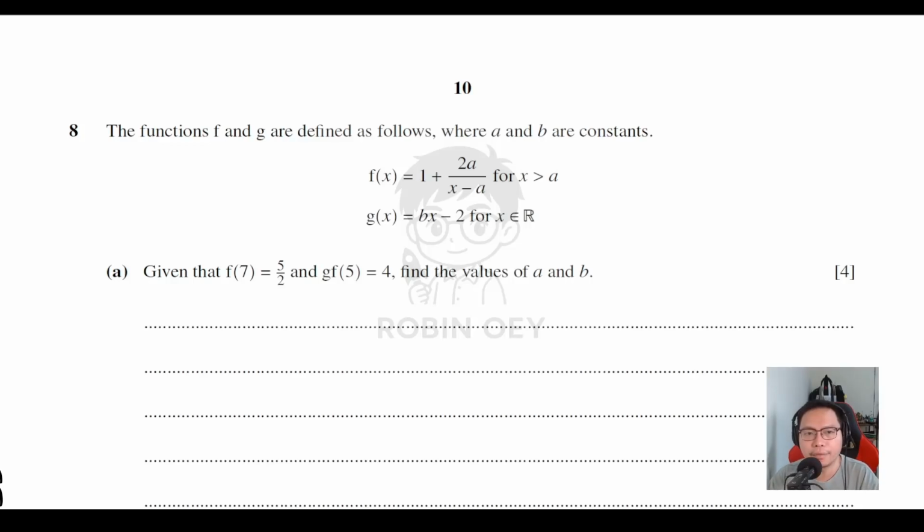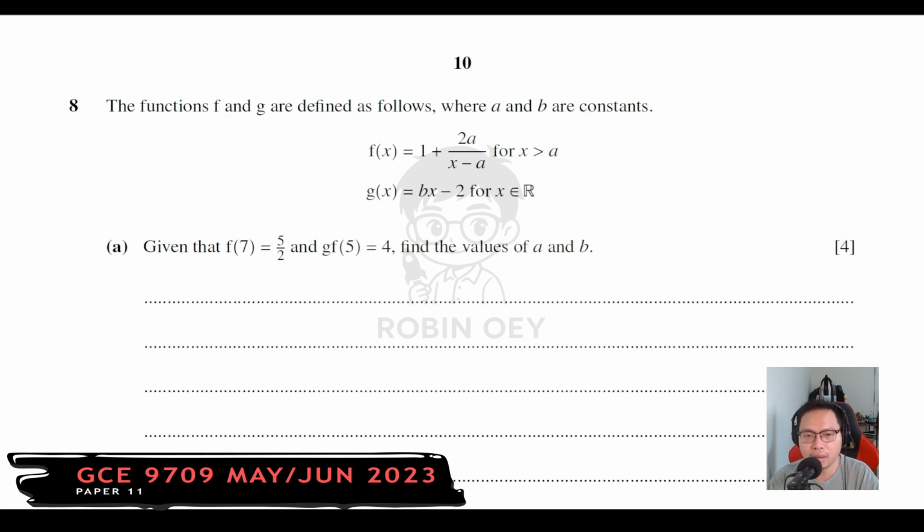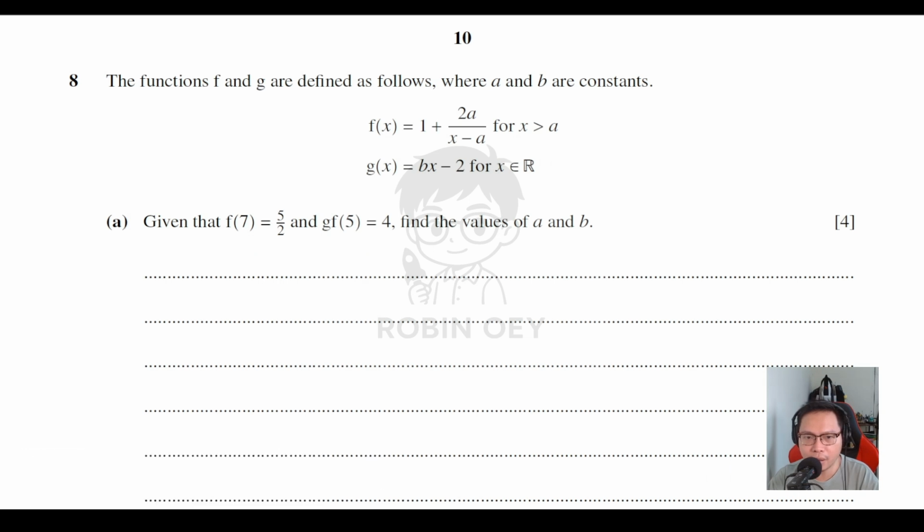Okay, the functions f and g are defined as follows, where a and b are constants. Given that f of 7 is 5 over 2 and gf of 5 is 4, find the values of a and b. To find the values of a and b, we just have to substitute the given data. The first one that I will substitute would be f of 7.